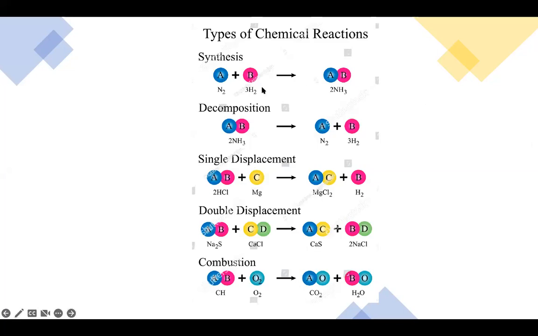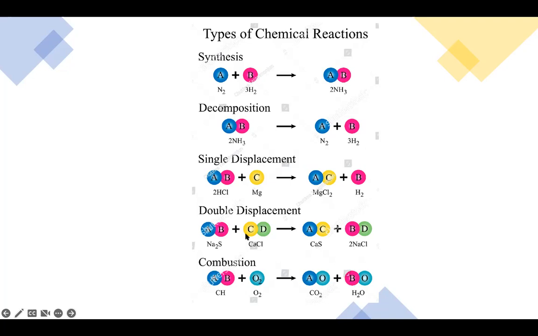Synthesis: nitrogen and hydrogen create NH3, ammonia. Decomposition: ammonia is decomposed back into nitrogen and hydrogen. Single replacement: HCl and magnesium create magnesium chloride and H2, hydrogen. Metals and acids will react and emit hydrogen. Even with magnesium, HCl will react, and magnesium chloride and hydrogen will be emitted.